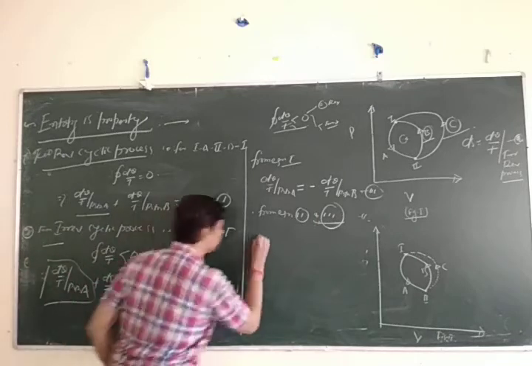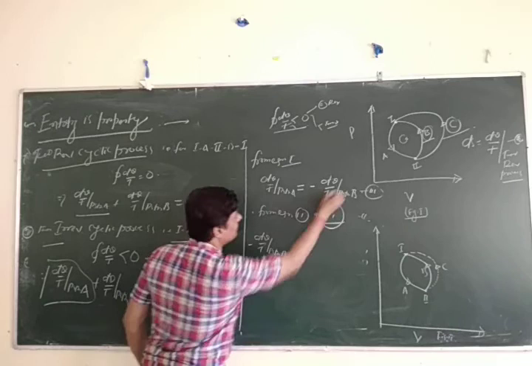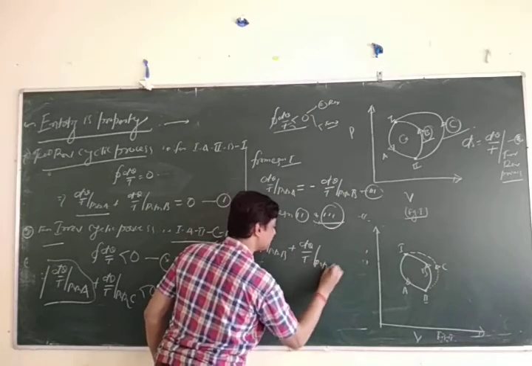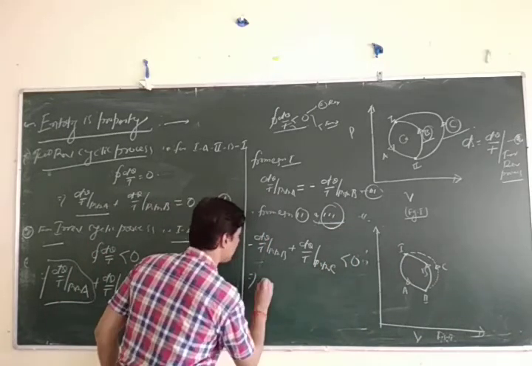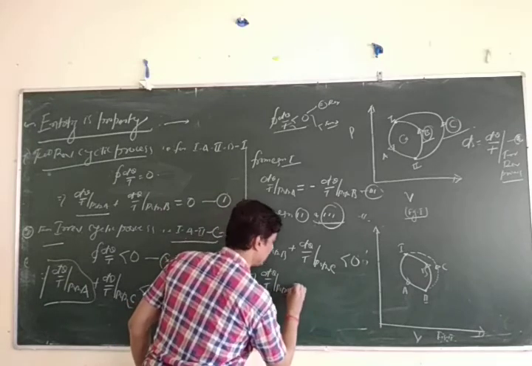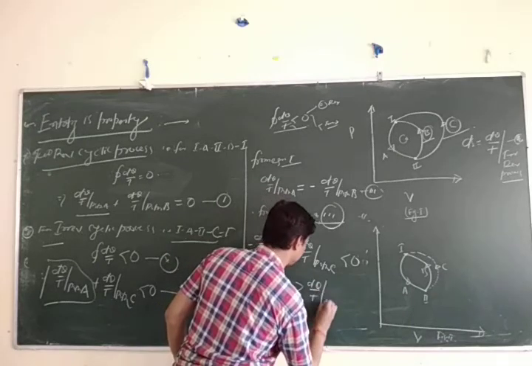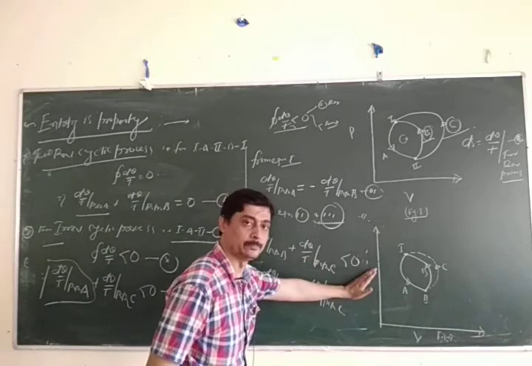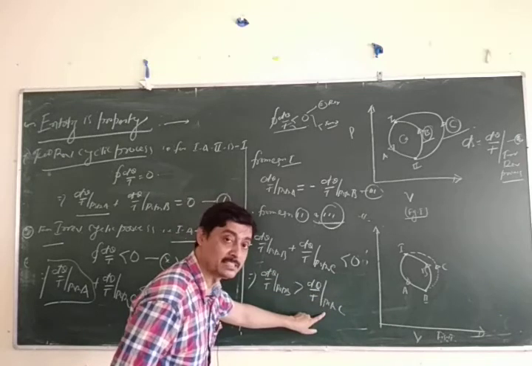This dq by T for path B is minus sign plus dq by T for path C. This is essential. This implies dq by T for path B is greater than dq by T for path C. Look, it will go this side. So dq by T for path B is greater than dq by T for path C.